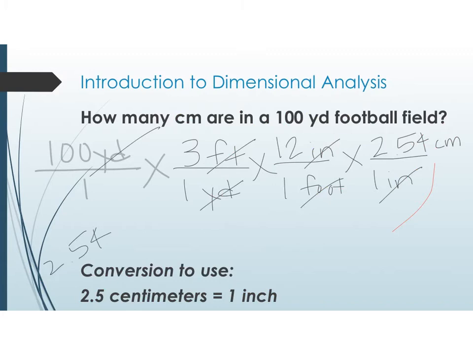And then final answer for that, if you plug it into the calculator, you should get 9,144 centimeters. However, we said we can only have 1 sig fig for our final answer. That's not 1 sig fig, but this is. 9,000 centimeters is our final answer.